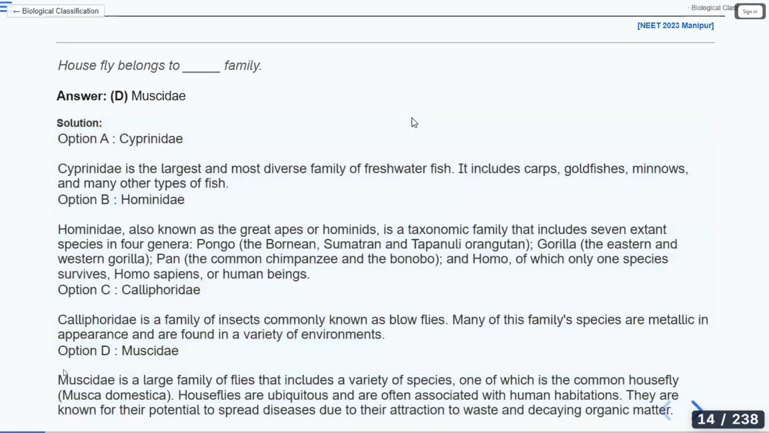Cyprinidae means it is the freshwater fish group. Hominidae, as you told, apes and hominids. Then Calliphoridae, blowflies. Muscidae, housefly. So remember all these things. If you want to note down, note that Cyprinidae is freshwater fish, Hominidae is apes and hominids, Calliphoridae is for blowflies, and Muscidae is for housefly. So the question can come in any way.